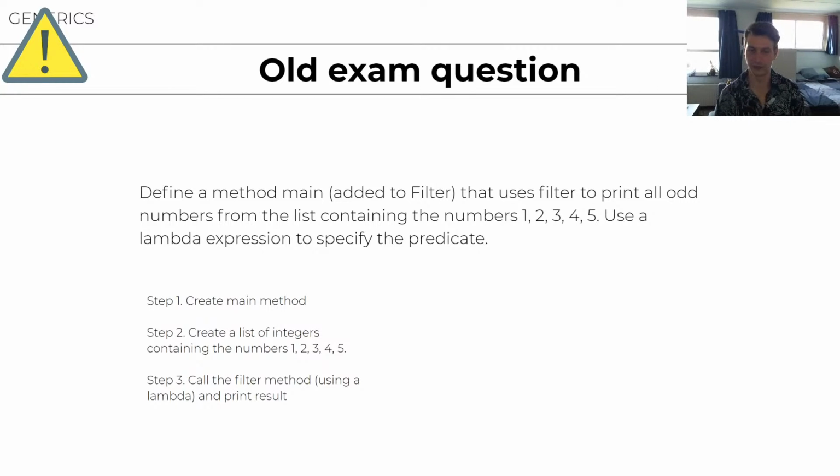So break it down in steps. 1, create a main method, easy. 2, create a list of integers containing the numbers 1, 2, 3, 4, 5. And step 3, call the filter method using a lambda expression and print the result. I remember from this question, you can get 2 points from creating a main method and creating the list of numbers. You don't even have to create the lambda expression and you can already get 2 points.